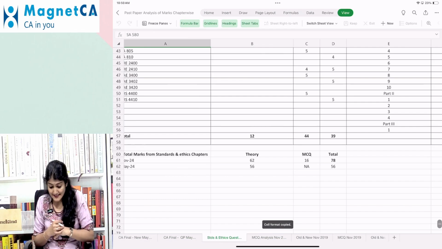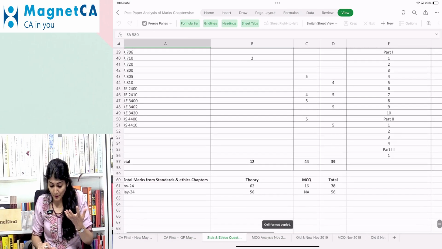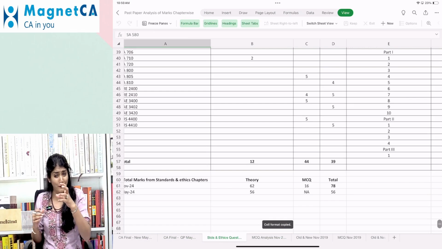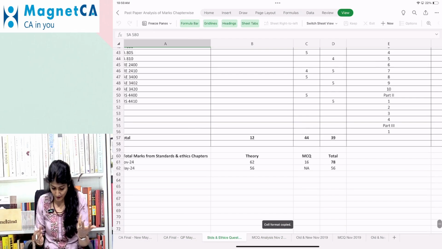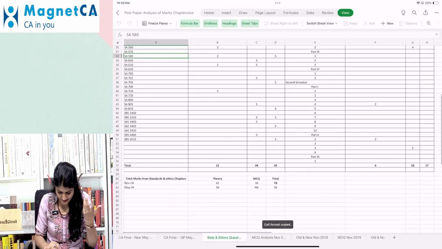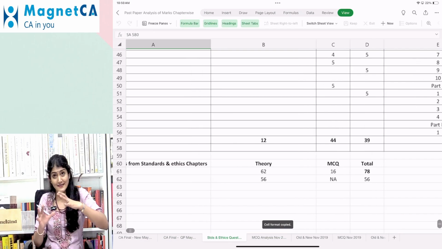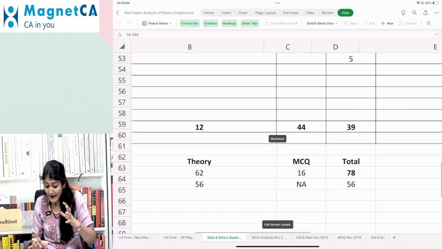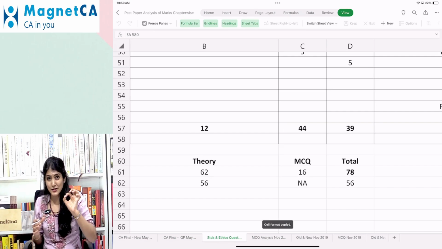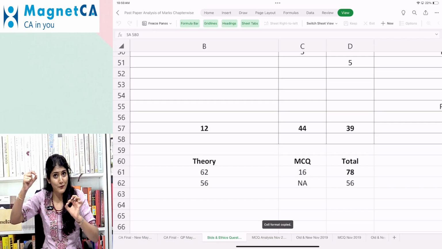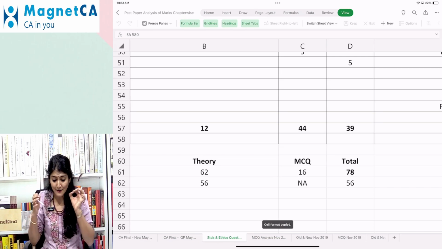And then if you look at the standards, right? May 24, 39 marks asked from the standards. And then in November 24, 44 marks asked in the theory part of your paper and 12 marks in the MCQ. So in November 24, we see that, ethics and standards, MCQ and theory put together, 78 marks. You understand? These 46 engagement and quality control standards, the 34 clauses of the ethics, and the theory and MCQ part put together, 78 marks of your paper.